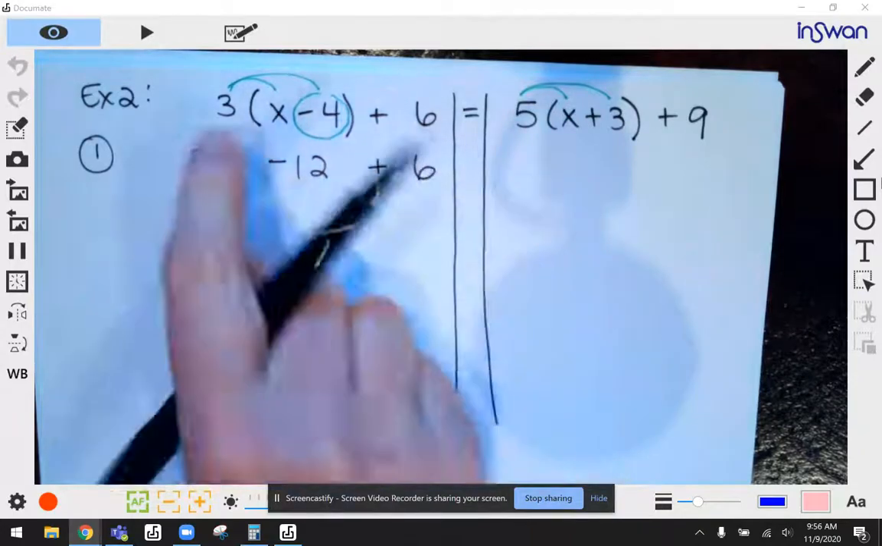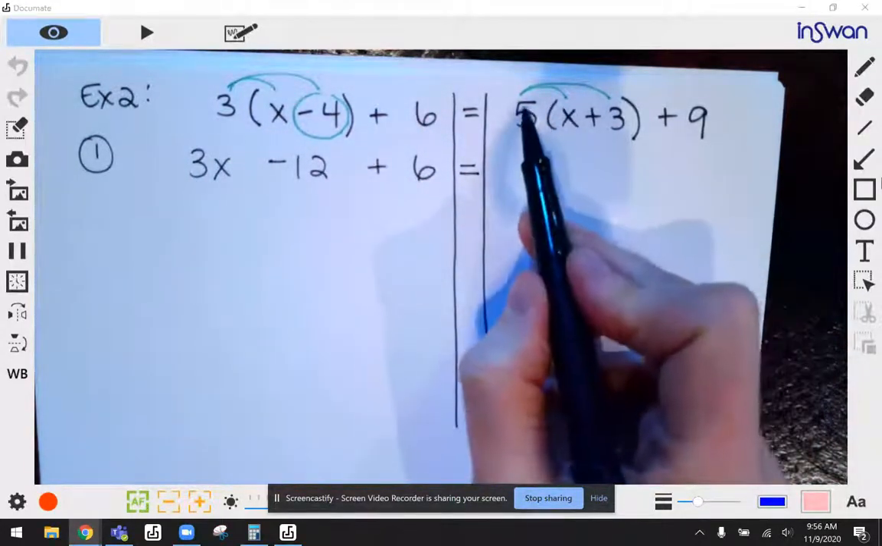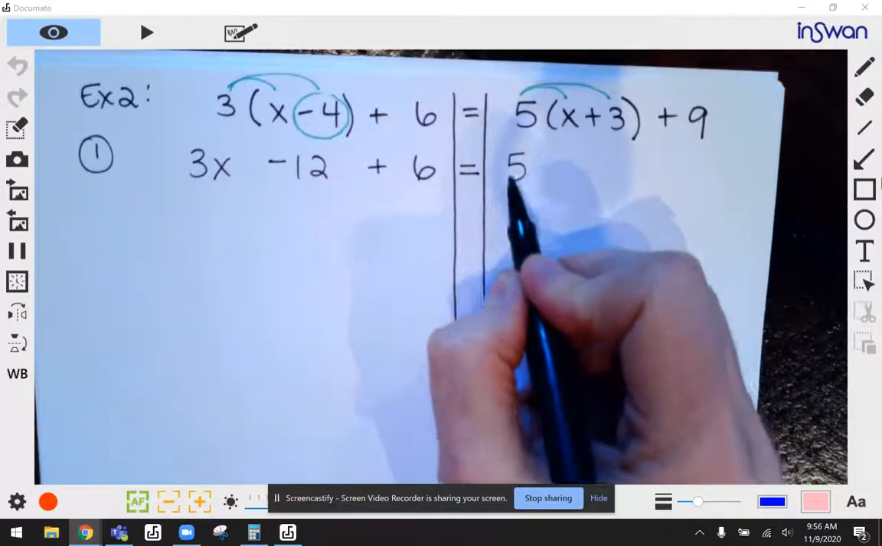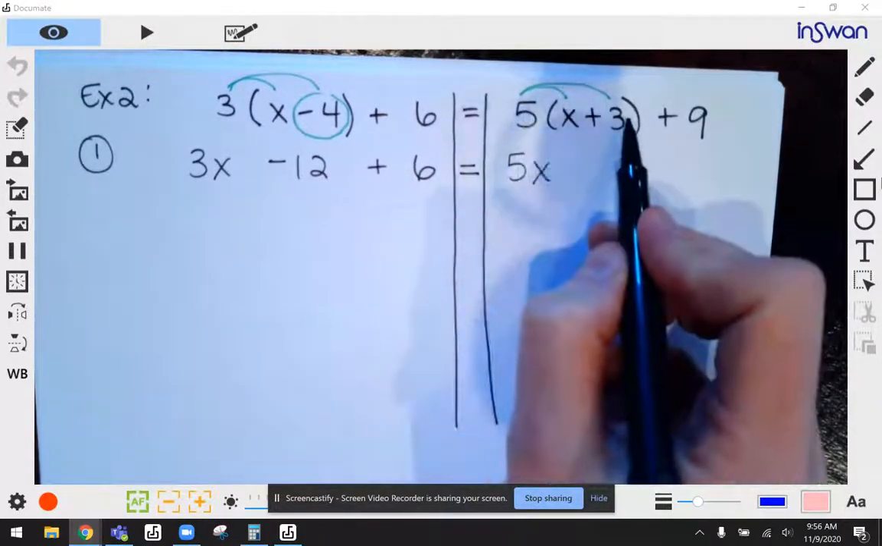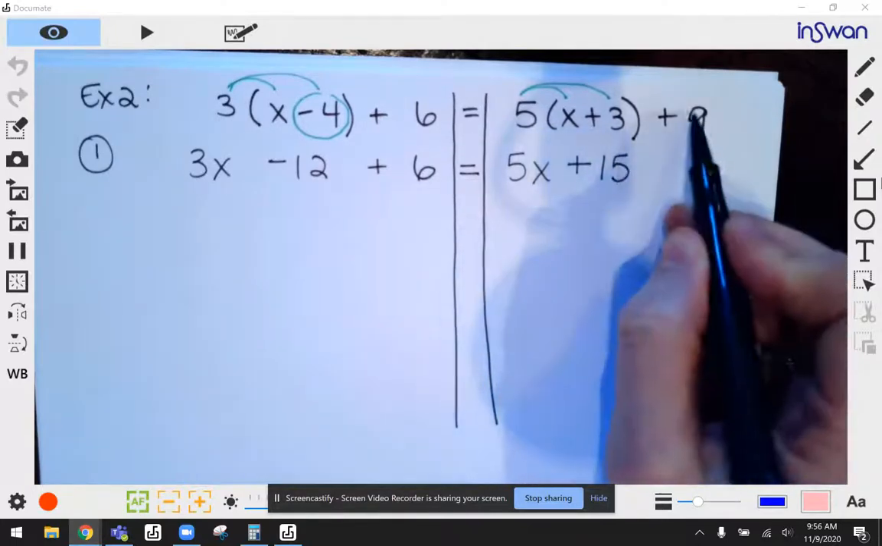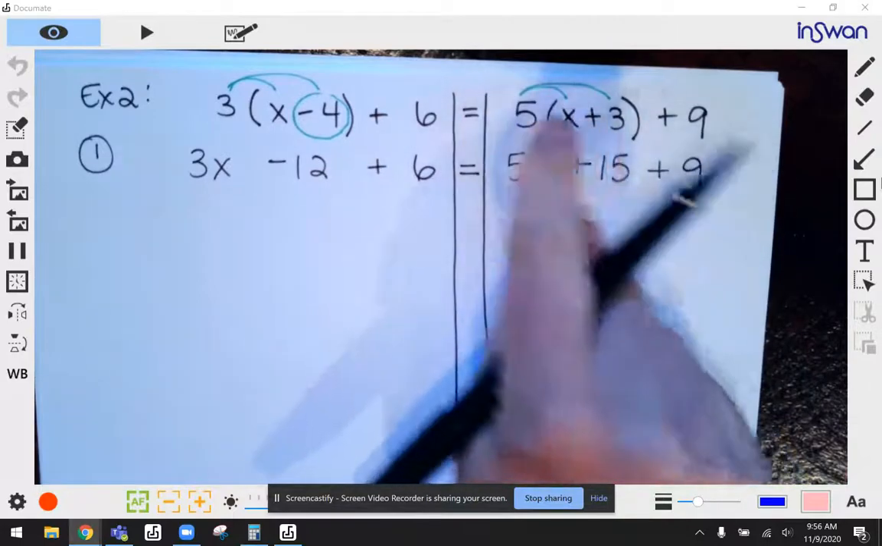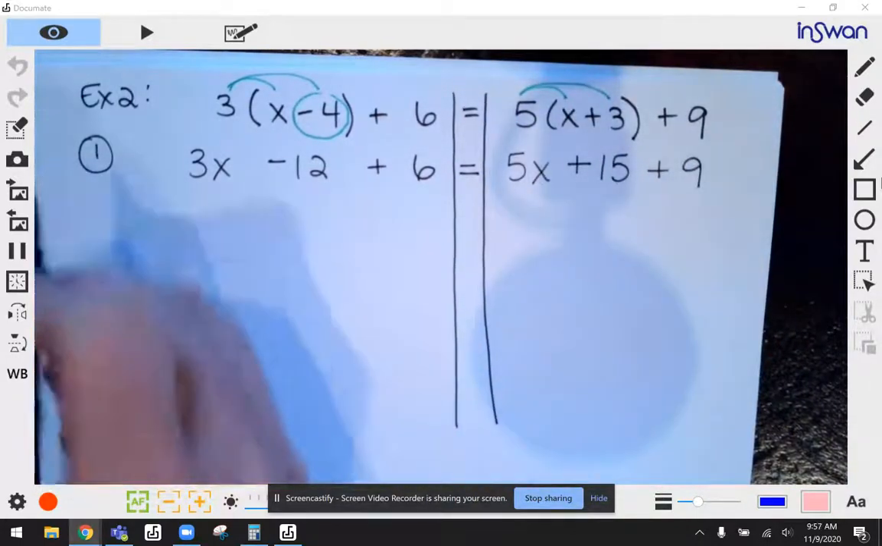It's not part of these parentheses, so it just stays. Okay, 5 times x is 5x. And 5 times 3 is positive 15, so I say plus 15. I bring down the plus 9. It's not inside the parentheses, so it's not involved in the distributive property.